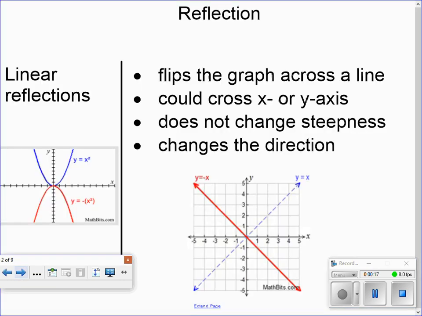Linear reflections are when a line flips across another line. That line could be the x or the y axis, and for our purposes, we're going to focus on the x and the y axis.